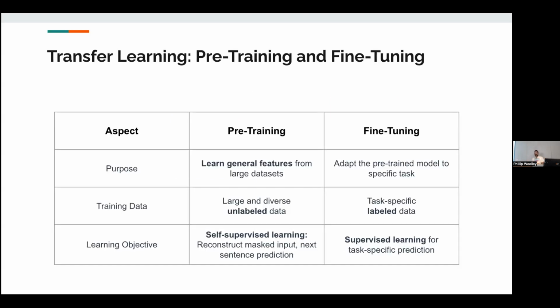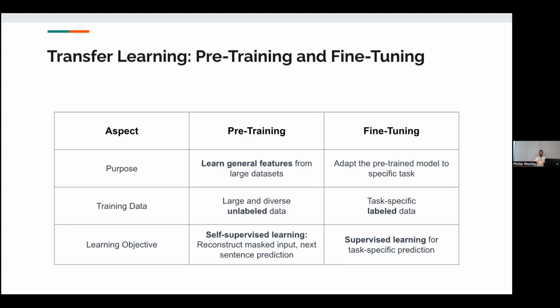So in transfer learning, we have two different things. The first one is called pre-training and the other one is fine-tuning. So what does pre-training mean? Let's talk in terms of how a GPT model is trained. Pre-training in a GPT model is that you give it sequences and you ask it to predict the next tokens or words in the sequence, right?